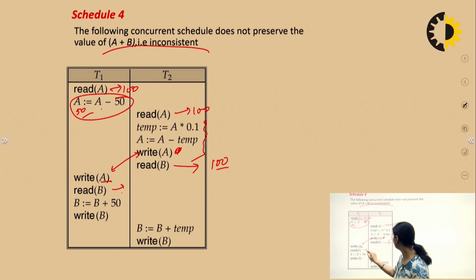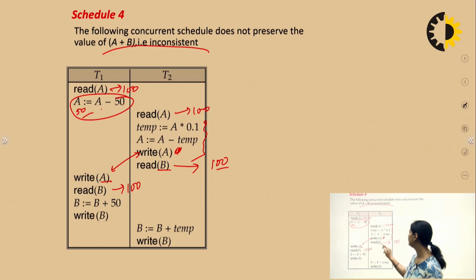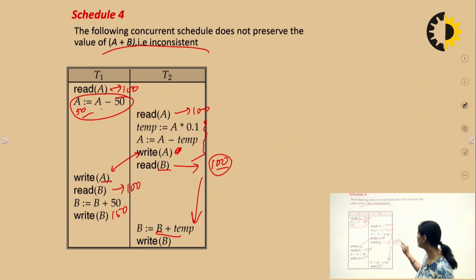Read B again would read 100 because initially B is 100. It will add 50 to it, it becomes 150, but this would only calculate B on the basis of this value and not on the basis of the updated value. So in this case, the value A plus B will not be preserved.